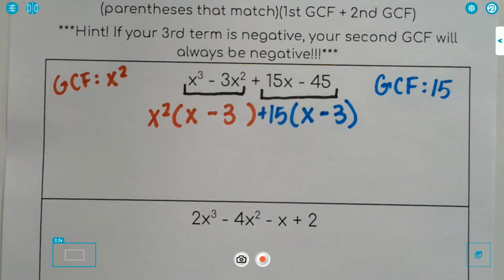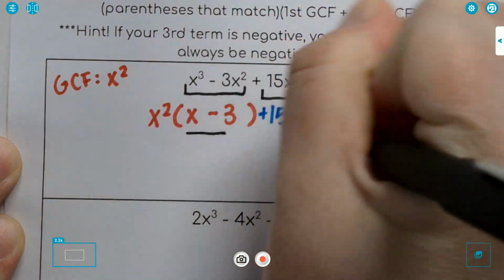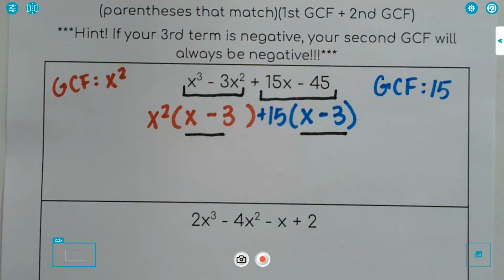Okay, so this right here is the magic of factoring by grouping. If a problem can be factored by grouping, which not every polynomial with 4 terms can be, all the ones that we're going to give you and ask you to factor by grouping can be factored by grouping. So this is the magic of factoring by grouping. What is left behind is the exact same. So this x minus 3 and this x minus 3 are the exact same.